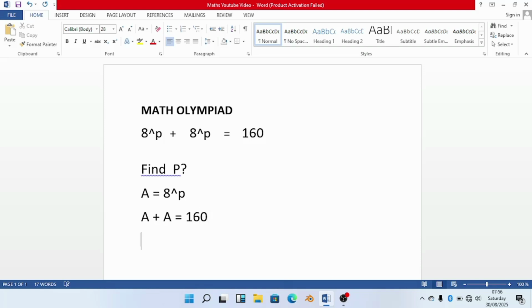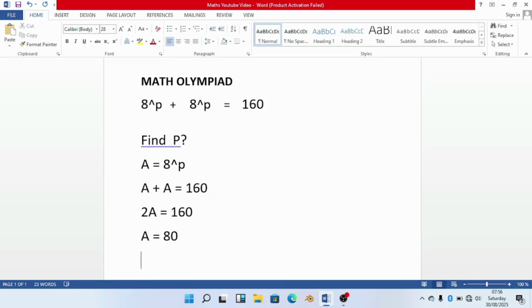So you can see what I've done here. I've actually broken the equation down. Or you can still go straight forward if you feel comfortable with it. So here we have 2a is equals to 160, which gives us a to be 80. Yeah, so this is a smooth step to take when you have an equation like this. So now we have our a being 80.